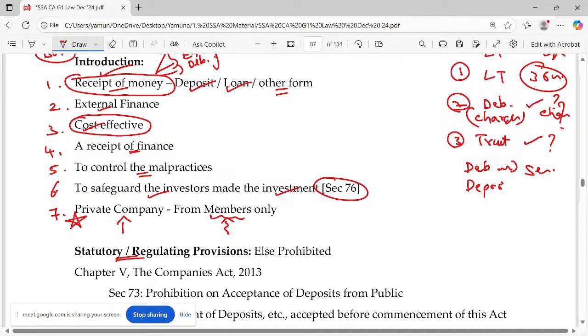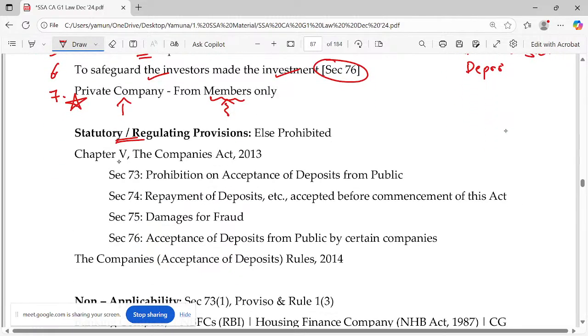We'll go for the statutory provisions. You have to strictly follow Chapter 5 of the Companies Act 2013, from Section 73 to 76. Just 4 sections: 73, 74, 75 and 76. What 73 talks about is very clear: it's prohibited to accept deposits from the public. Which companies are prohibited, we can see in 73.